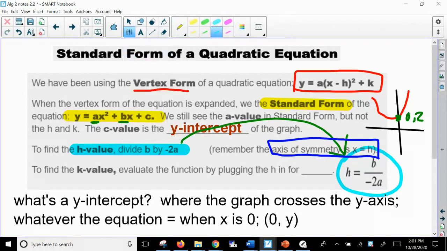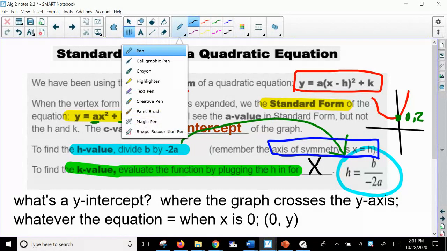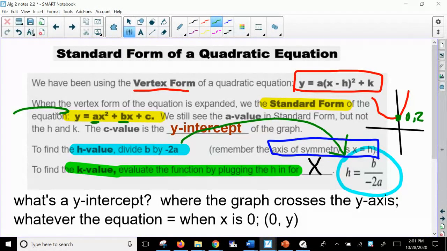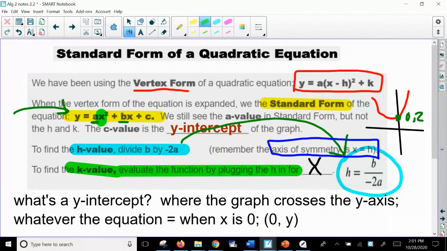To find the k value, you gotta know what h is. Once you know what h is, you're going to evaluate the function by plugging in the h for the x. What do you mean, Miss Speight? I mean, in whatever your standard equation is, all of those x's, you will take out and put in whatever number you got for h, and you will do the math. And I'm going to show you on the next slide how that's done.